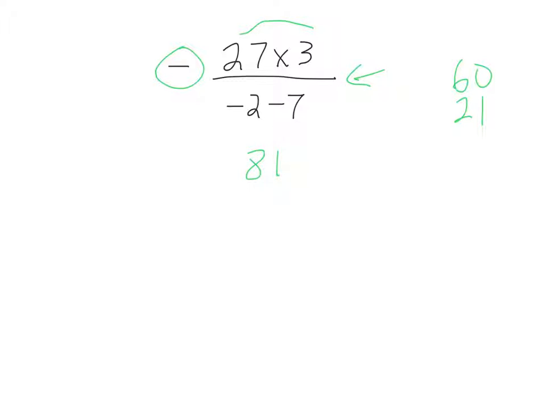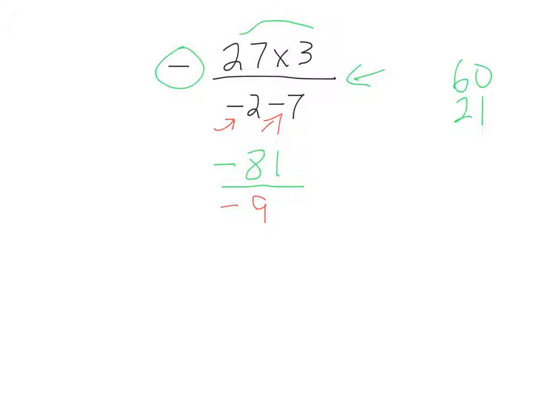And now I'm going to apply my negative sign. Okay, I have a negative 81. That's from negative 27 times 3. On the bottom, my signs are the same. I have a negative 2 and a negative 7. When the signs are the same, you add and keep the sign. So now I have a negative 9 on the bottom.